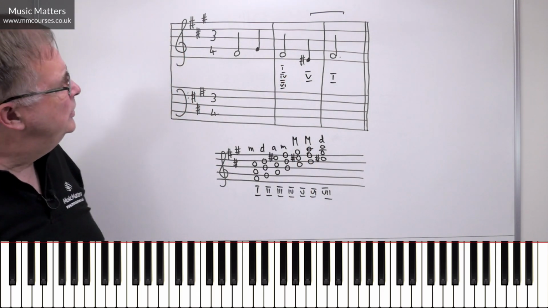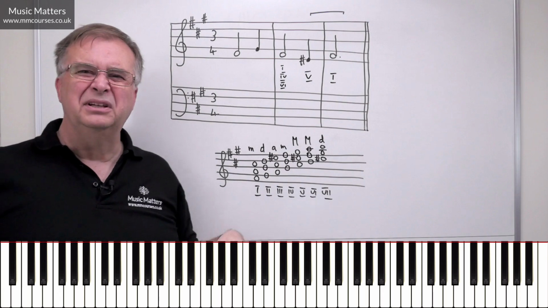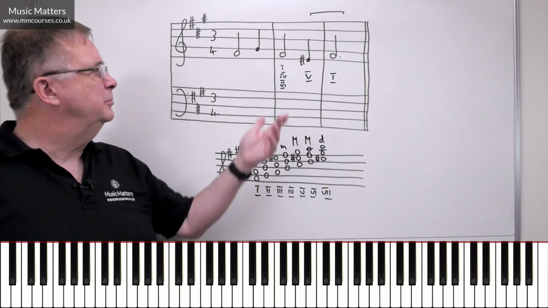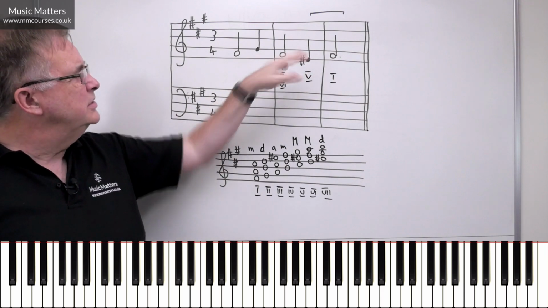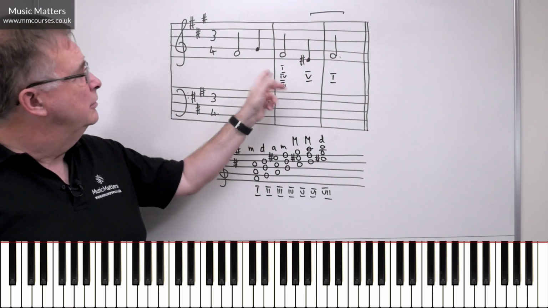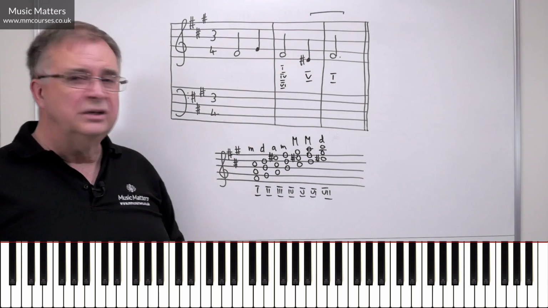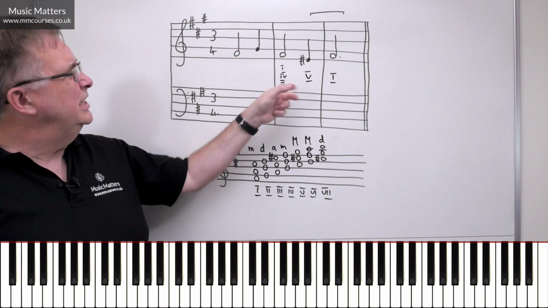Well, we could go 1-5-1, but in a way that's a little bit tedious, because we've had 1, we go to 5, we come back to 1. So that in itself is perhaps not the best option. 4-5-1 would give us a perfectly decent progression.